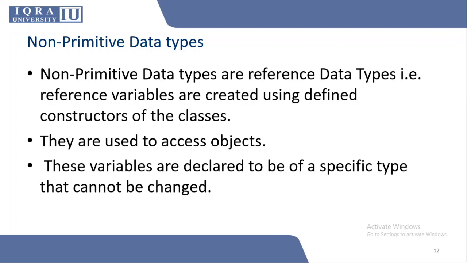Now, what are non-primitive data types? Non-primitive data types are reference data types, that is, reference variables are created using defined constructors of the classes. What are constructors? You will see that further on. For now, we have to consider that non-primitive data types need a real-world object to access their methods. These variables are declared to be of a specific type that cannot be changed.